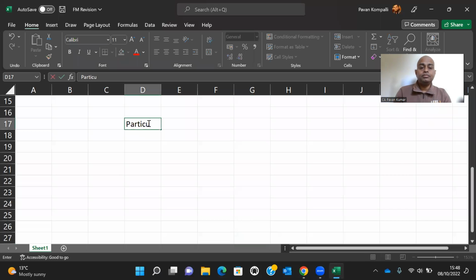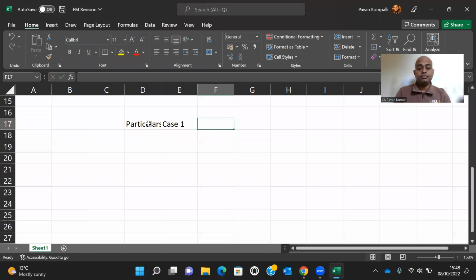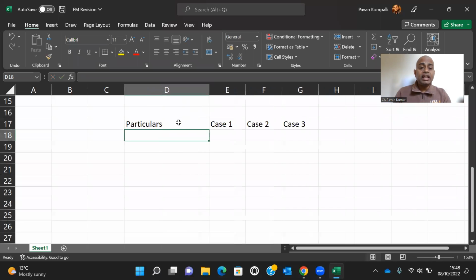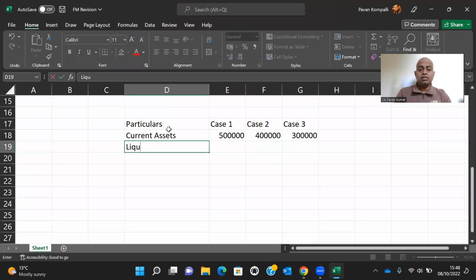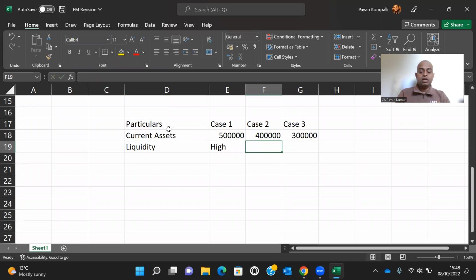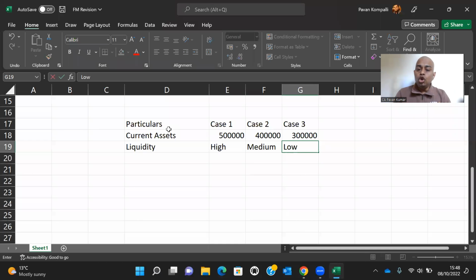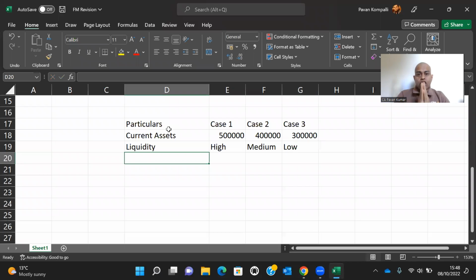So here I'm writing particulars. Case 1, case 2, case 3. In case 1, current assets 5 lakhs, case 2, 4 lakhs, case 3, 3 lakhs. So guys, can I say from liquidity point of view, here the company will have high liquidity, here medium or normal liquidity, here low liquidity. This you understand, all of you? If you understand, type yes in the chat box.